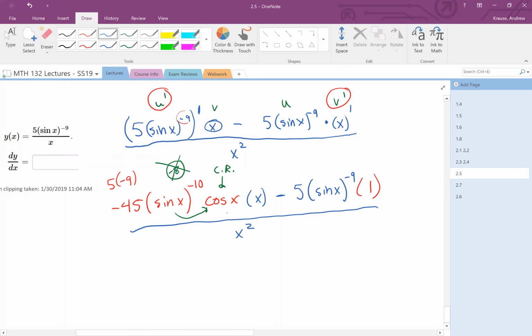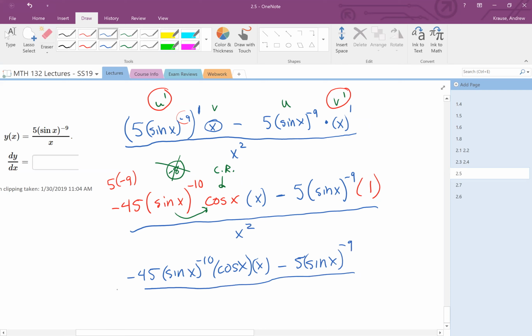And we can actually just leave it completely like that. But it might be a little bit easier to write it into WeBWorK if we just do one step of simplification on our own. So we have negative 45x sine of x to the negative 10th, cosine of x times x minus 5 sine of x to the negative 9th power, all divided by x squared. I don't even know if I'm going to be able to simplify this very much. Yeah, that didn't really simplify it at all, actually. Just got rid of some of the extra writing stuff on there.